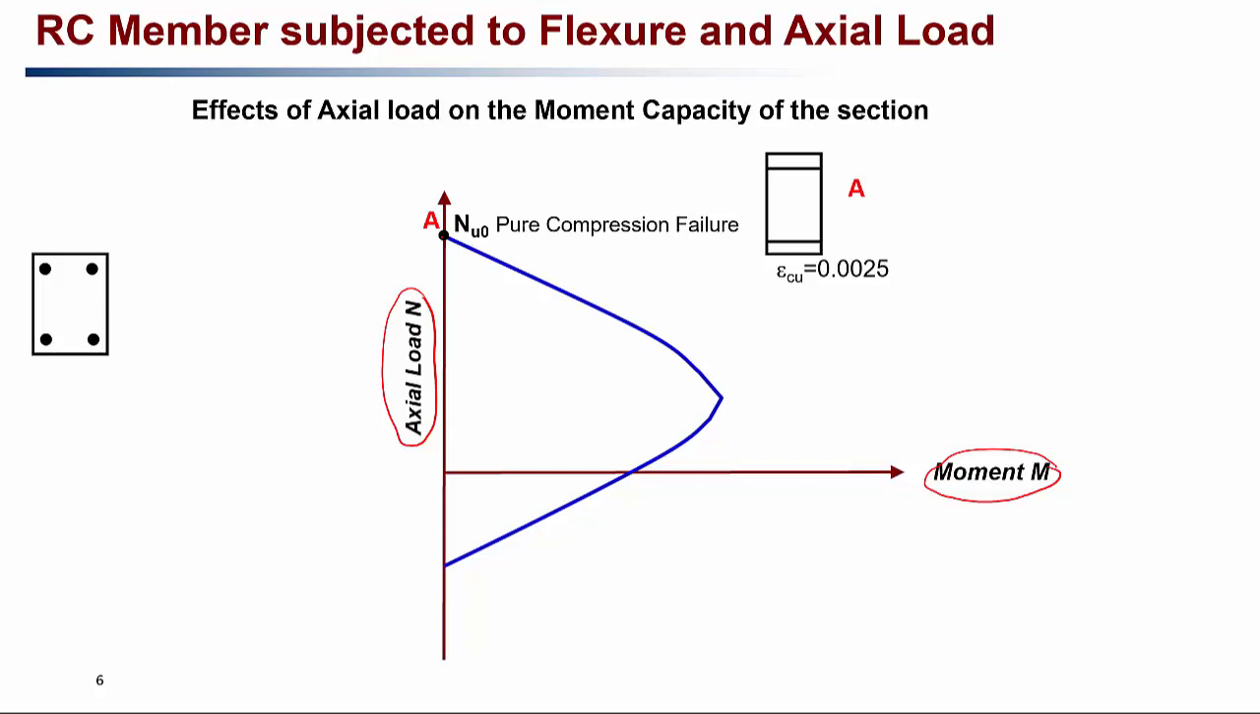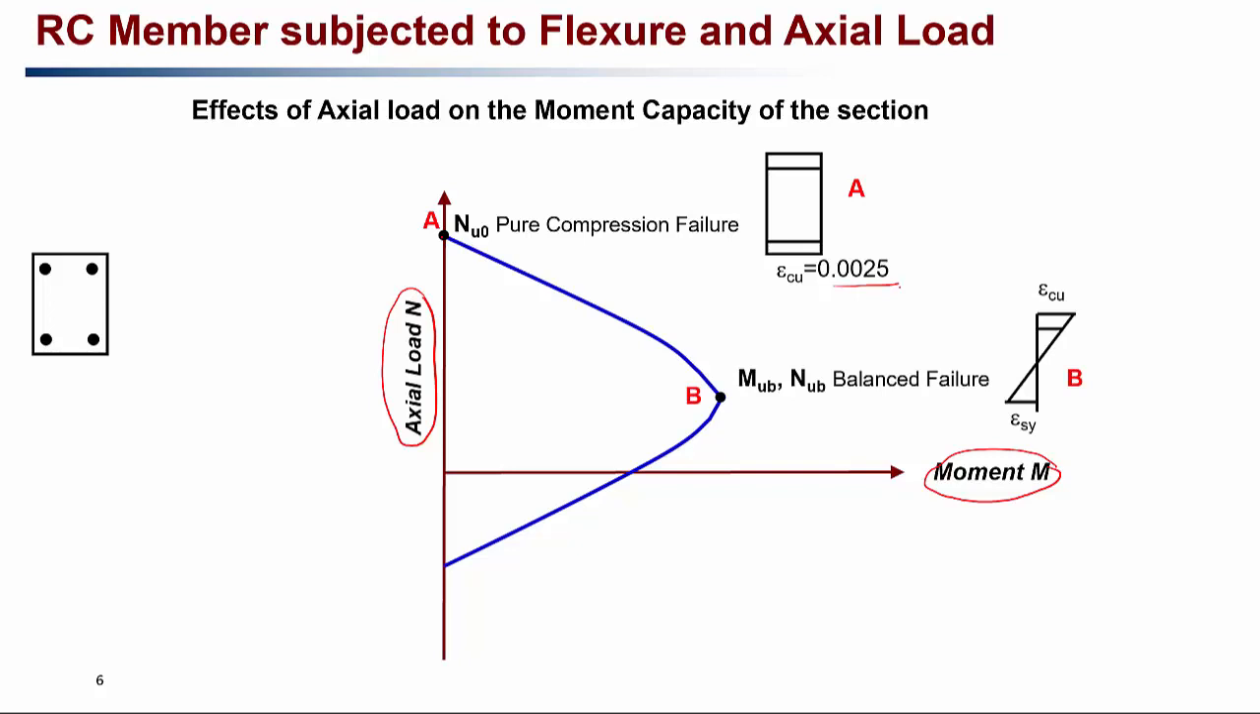And if that is the case, the strain diagram of the column looks like this one. The whole column is subjected to pure axial strain, which is equal to epsilon c equals 0.0025, corresponding to alpha 1 fc dash. Now the second point of interest is point B.